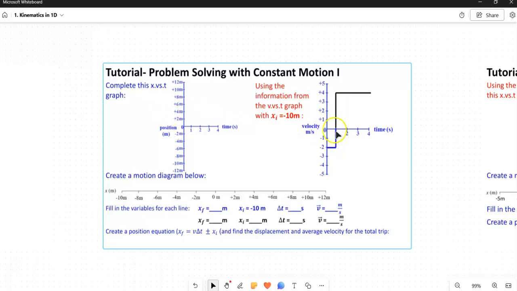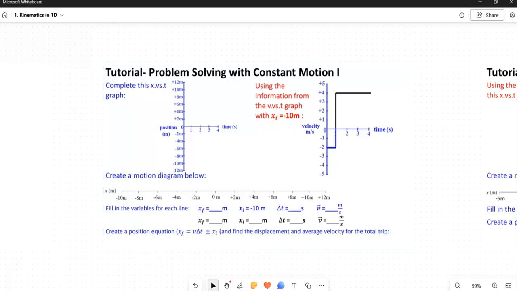So from this velocity versus time graph information, we're supposed to create a position versus time graph and a motion diagram. We're supposed to fill in these values for the final position, initial position, delta t, and velocity. And then we're supposed to create two equations. Okay? So starting with this, we have this velocity versus time graph.